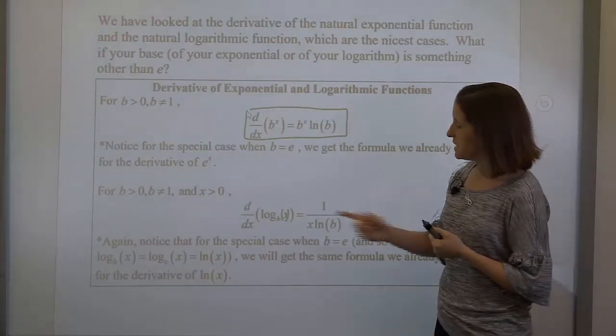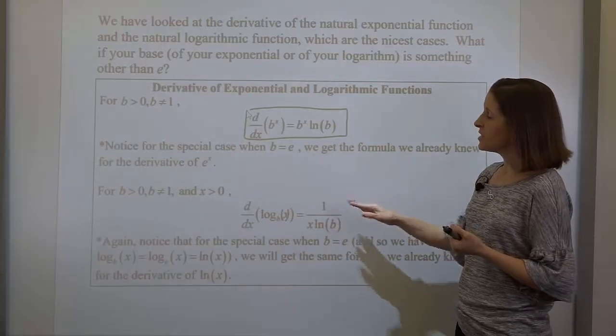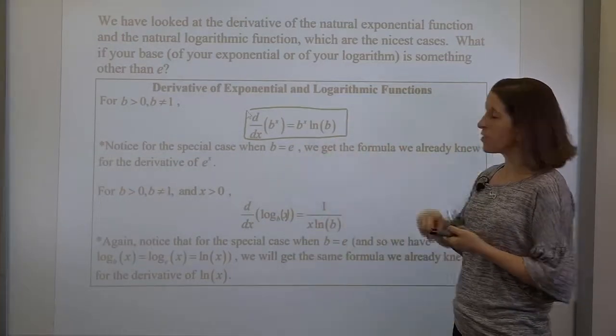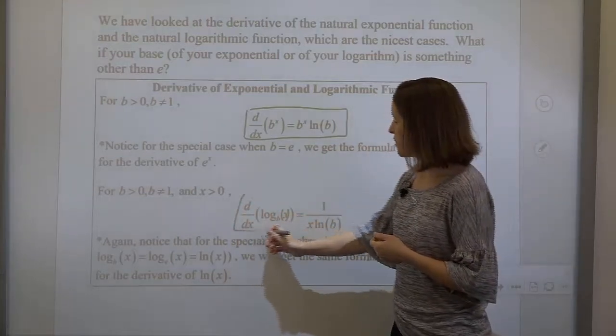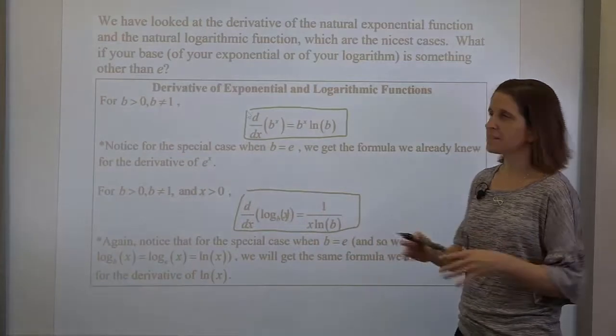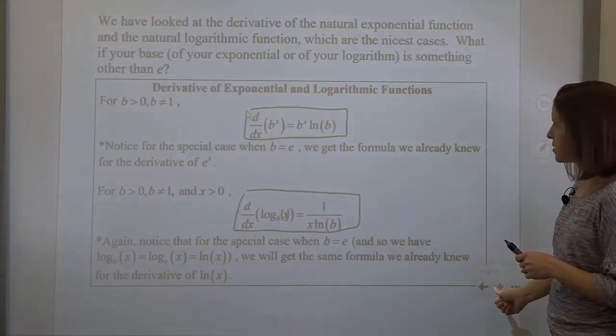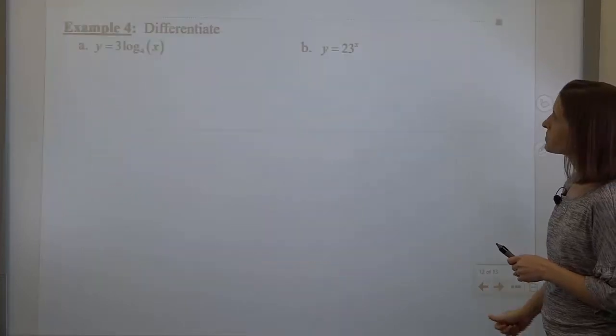If your base was e, you'd have 1 over x ln of e. Ln of e is 1. So this does not conflict with the ones we already know. It actually encompasses them. It's just that ln and e are so nice that it is kind of nice to remember them separately. So we're going to do a couple using those rules.